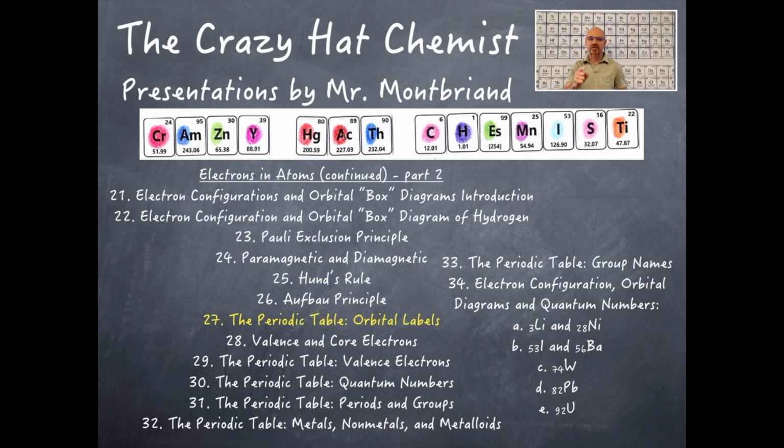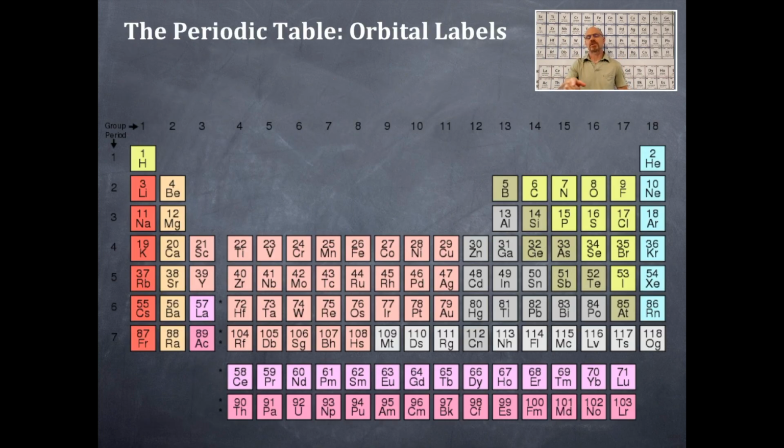So today we're doing another video, number 27, in electrons and atoms. Today we're talking about the periodic table and the orbital labels and their location on the periodic table, more specifically. Okay, so here we go.